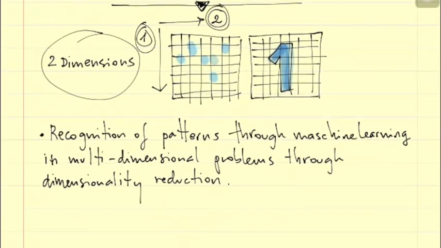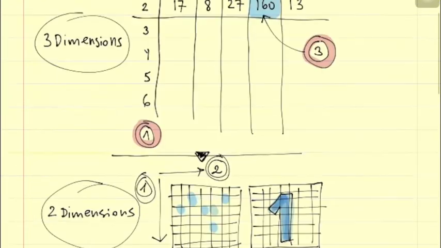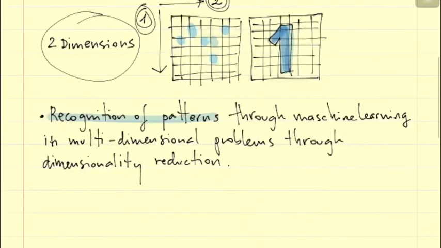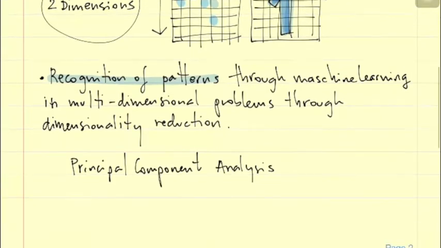We're going to learn how to recognize patterns of customers, for instance, by bringing a multidimensional space into lower dimensions. And we're going to use 2 methods, one called principal component analysis and one called t-SNE.